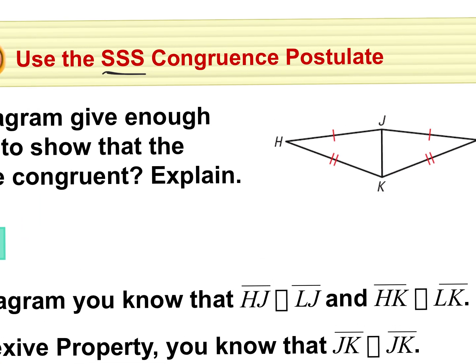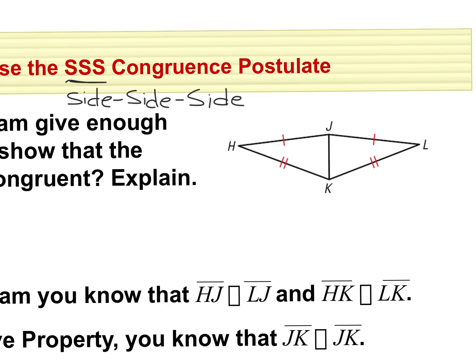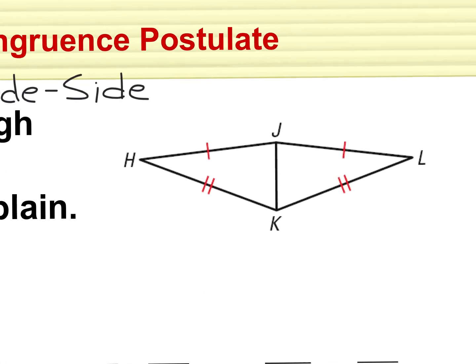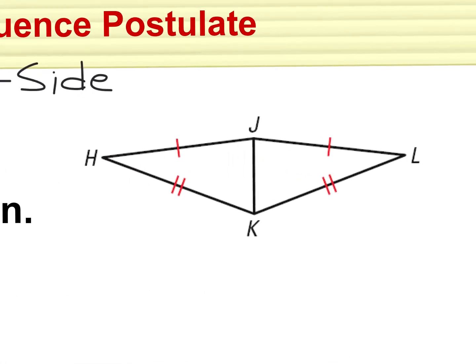Anybody know what that means? Side, side, side. So SSS is side, side, side. How many sides are there to a triangle? 3. So if it's side, side, side, all 3 have to be the same. Okay? So let's look at this triangle here.